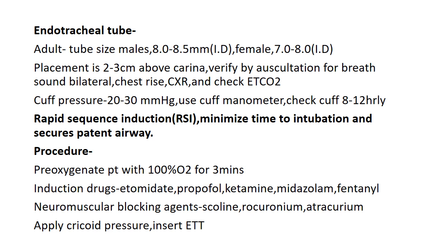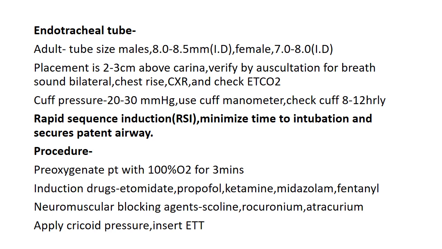And how can we confirm the placement of the endotracheal tube? First, by auscultating. Auscultate the chest for breath sounds bilaterally, both sides, and also see the chest rise. You can do an X-ray to see the placement of the endotracheal tube. And lastly, the EtCO2 probe, that is called the end-tidal CO2 probe. This is actually the gold standard, which confirms the exact placement of the endotracheal tube. But in most ICUs, we don't have this EtCO2 probe. If you have it, it is better to use.